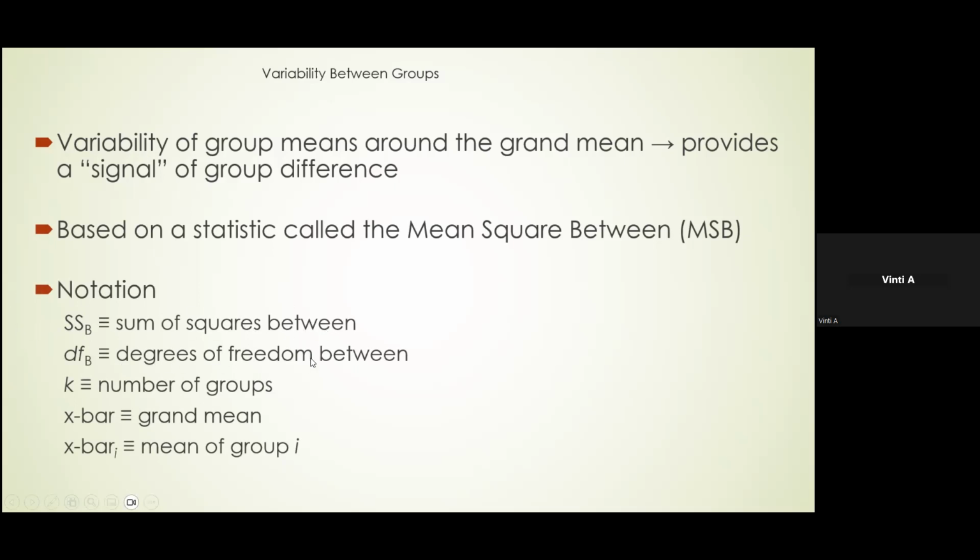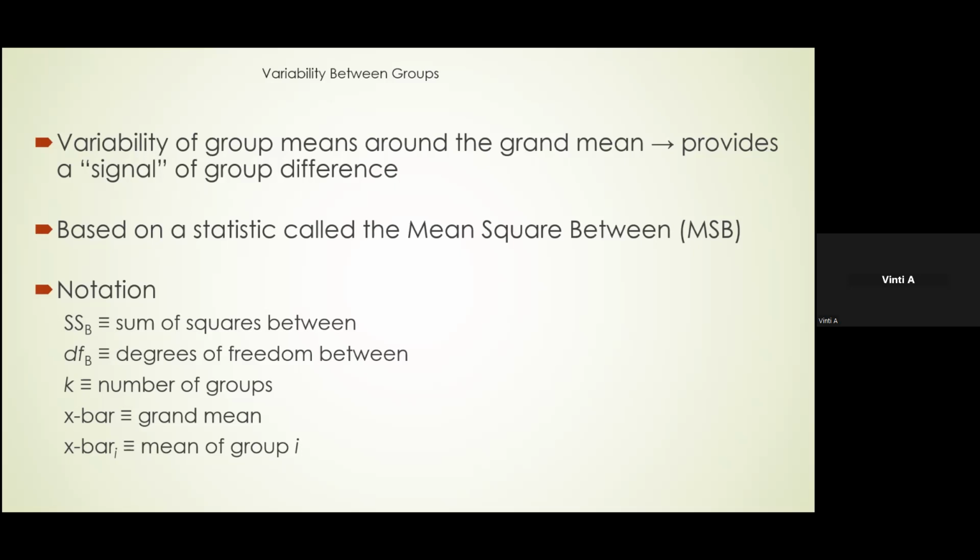Now degrees of freedom between. Degrees of freedom basically depends on the number of groups that you have. K is the number of groups. So typically if you have 4 groups, the degrees of freedom for groups will be 4 minus 1, that is 3. So it will be K minus 1, your degrees of freedom.